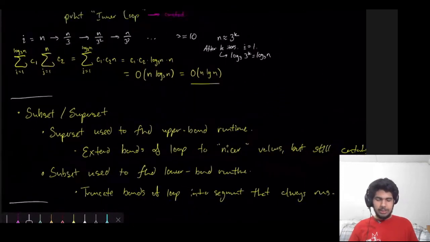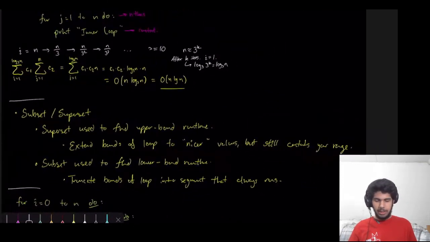We can also do a subset or superset method, and this can be a little bit more tricky. The way we do this is we use the superset method to find an upper bound runtime. So that'll be finding your big O runtime. And the way we do this is we extend the bounds of our loop to nicer values that still contain our range. So sometimes we're not always lucky that I goes from 1 to n, and then j goes from 1 to n. Maybe j goes from 1 to I, and that's a little bit annoying to deal with.